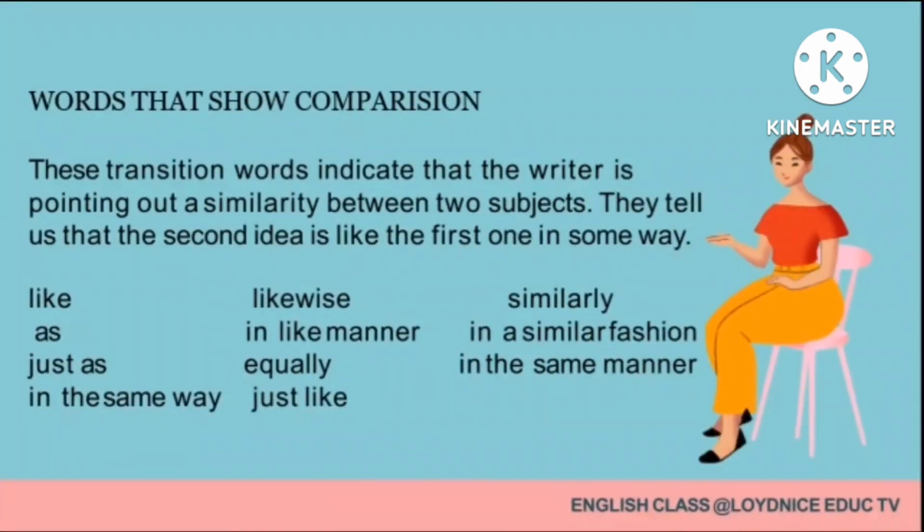Words that show comparison. These transition words indicate that the writer is pointing out a similarity between two subjects. They tell us that the second idea is like the first one in some way. Example: like, likewise, similarly, as, in like manner, in a similar fashion, just as, equally, in the same manner, in the same way, just like.